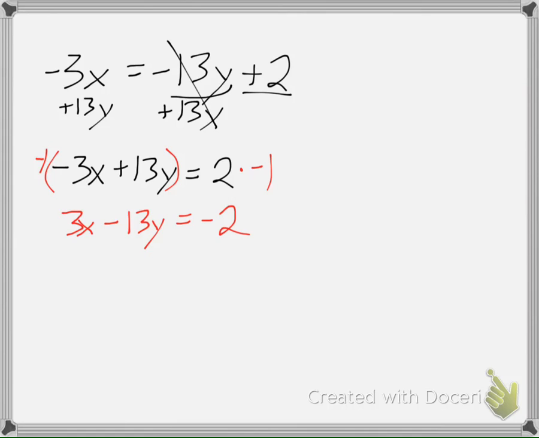And again, just the signs changed. It was negative 3x, so it became positive. It was plus, so it became minus. It was positive, so it became negative. So multiplying through by negative 1 changes the sign of everything involved in the problem.